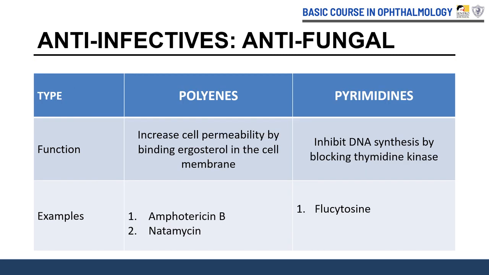There are 4 kinds of antifungals, none of which have been approved in the Philippines for ocular use. Polyenes like amphotericin B and natamycin increase cell permeability by binding ergosterol in the cell membrane. Pyrimidines like flucytosine inhibit DNA synthesis by blocking thymidine kinase.